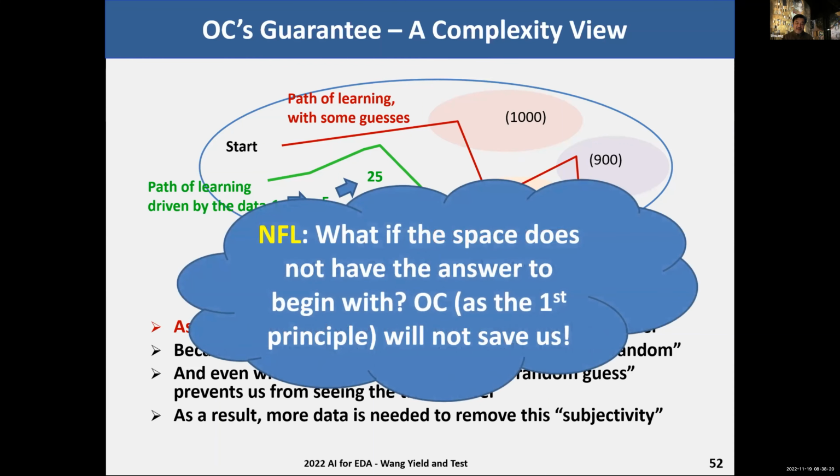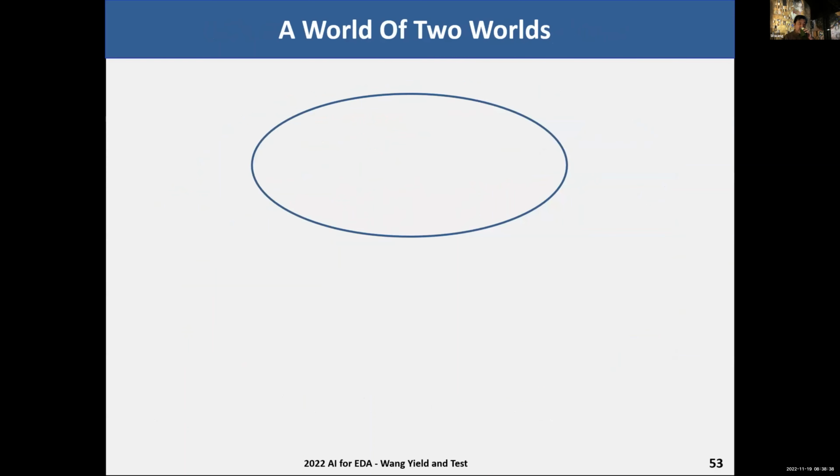But now ask this question: if the space does not have the answer to begin with, then in this case, Occam's razor as the first principle will not save us. And more importantly, if we try too much optimization, we may even get trapped.